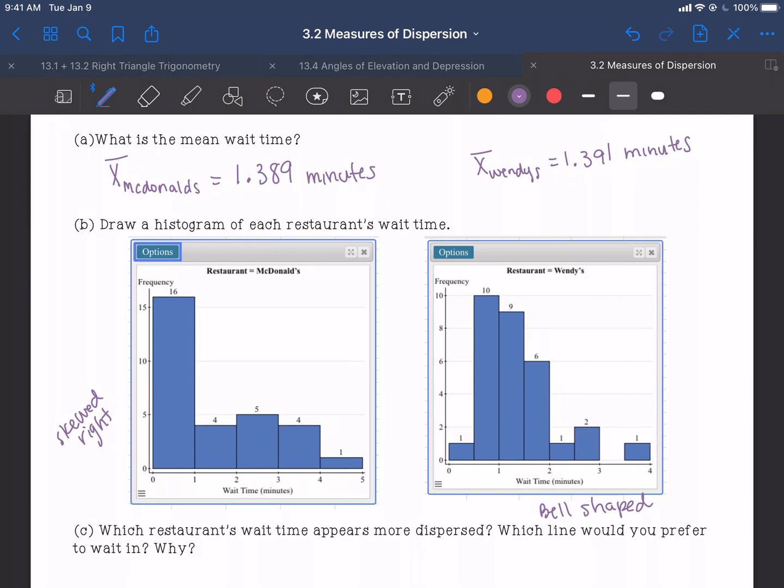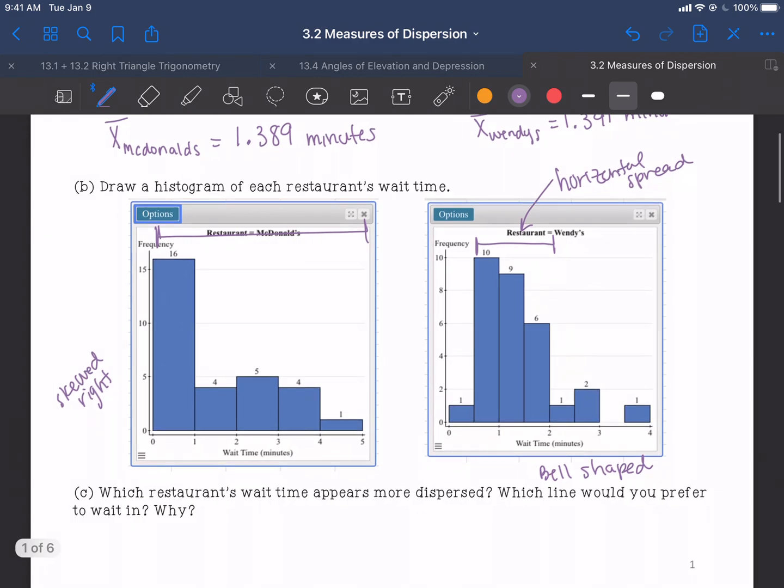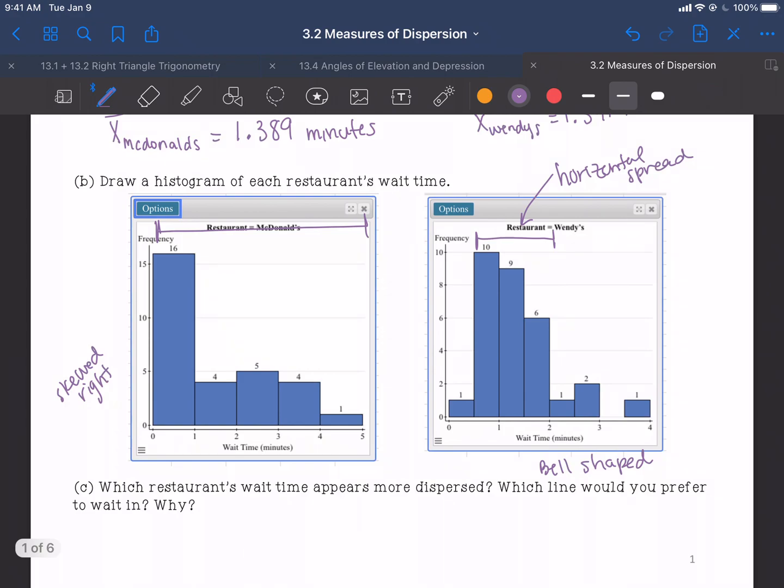All right, so for McDonald's, our horizontal spread is spread out over all possible values. Whereas the majority of our data for Wendy's, our horizontal spread is that clump of the bell. So that's representing the horizontal spread. All right, so which restaurant's wait time appears more dispersed, and which line would you prefer to wait in? Well, since McDonald's has more horizontal spread, it is more dispersed. This would be McDonald's.